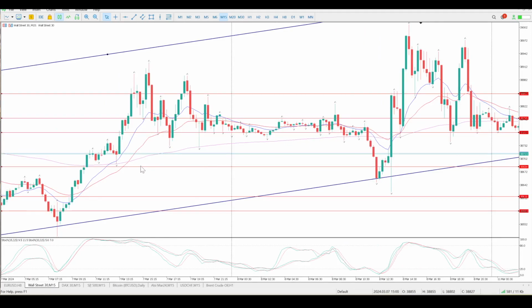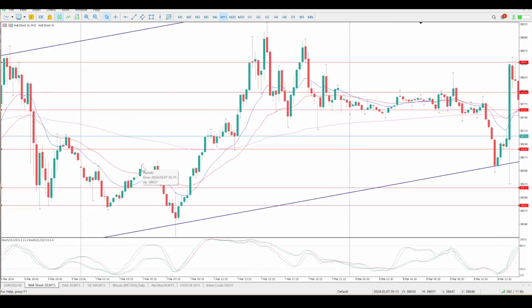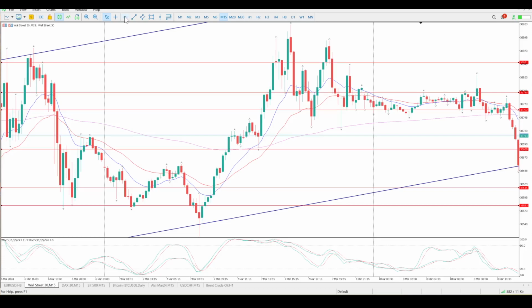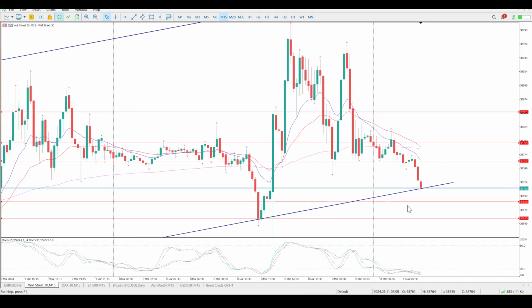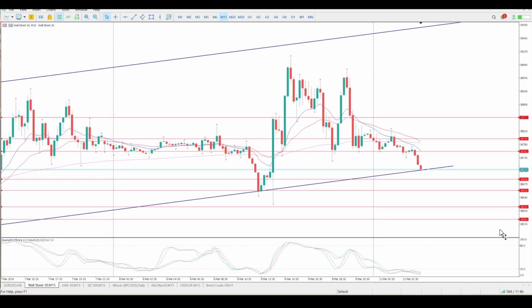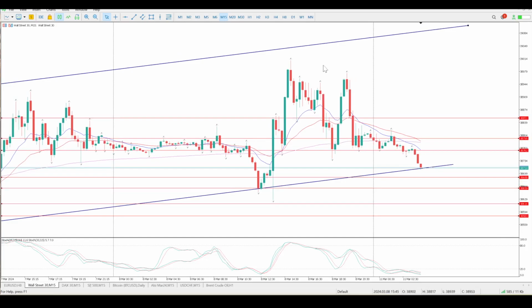That's true, and below is true. I'll explain now what I'm doing. So I'm looking for the zone that's going to validate the flag break or the channel break, and that is right here at 38,688 and 38,659.